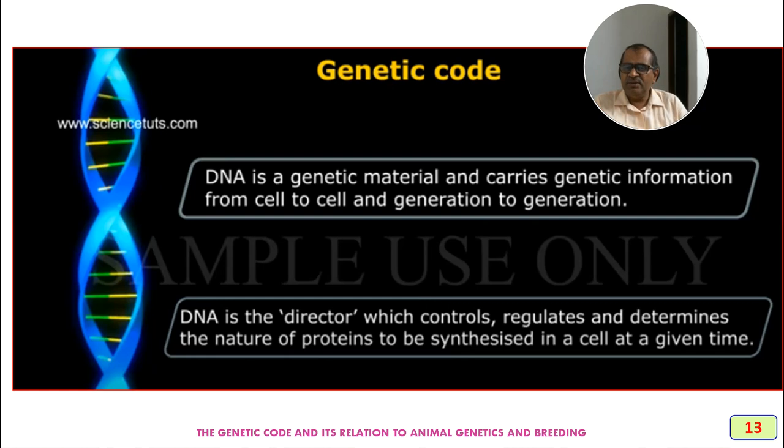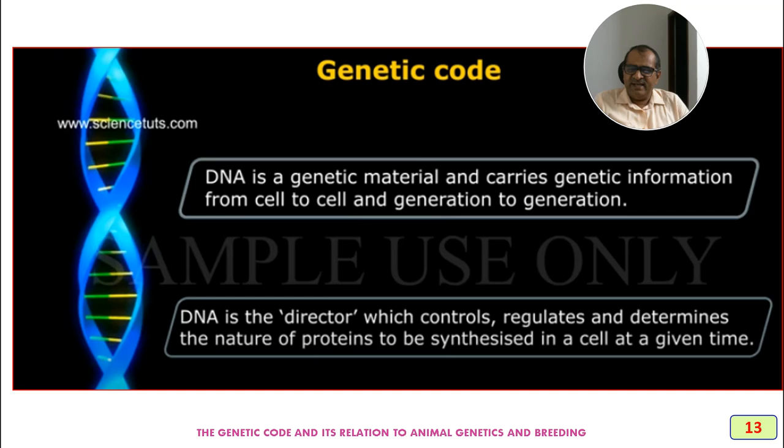Once again, coming to the genetic code, DNA is the basic genetic material, as we say, and carries genetic information from cell to cell and generation to generation. It is incorporated into the gametes, the sperm or ovum. Finally, it is transmitted from offspring to offspring through several generations, maybe throughout the evolution of the animal kind, or also the bacterial virus. They also have a very specific genetic code.